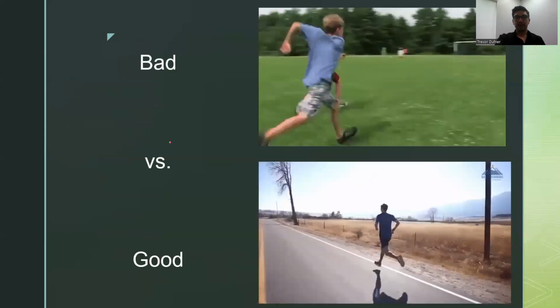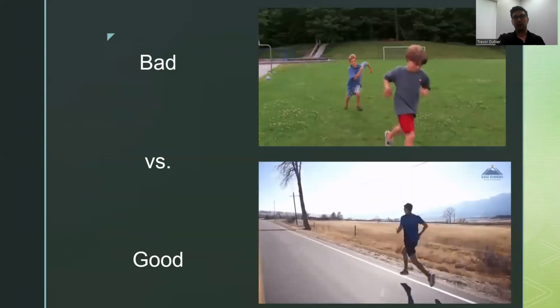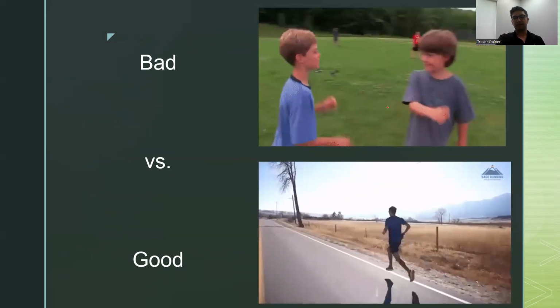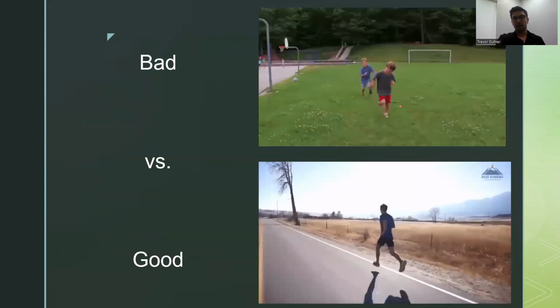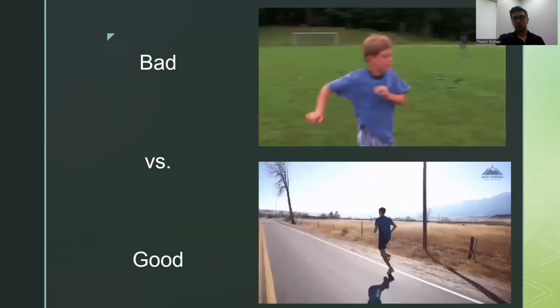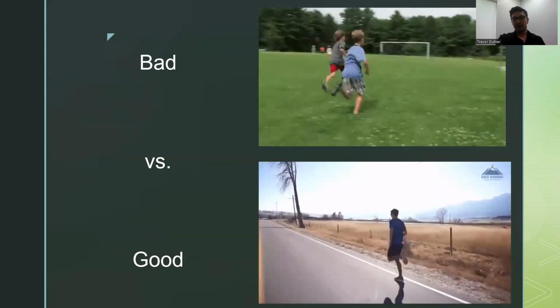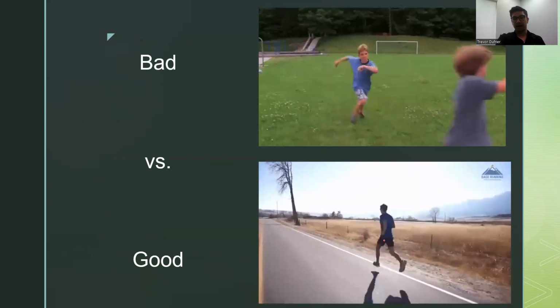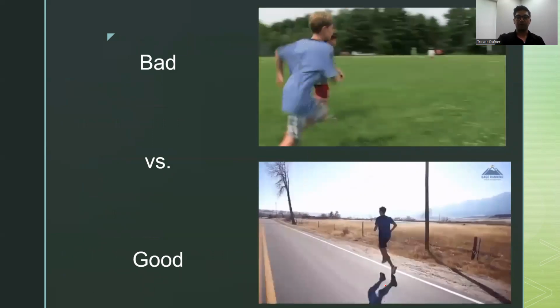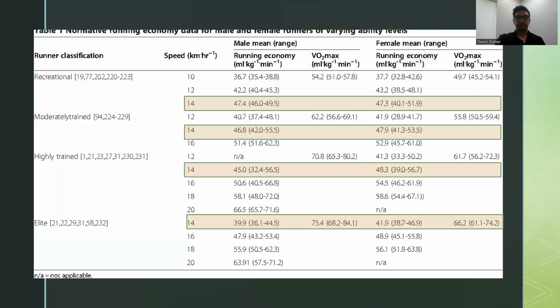So here's just an extreme example of bad form versus good form. Obviously, as a child, you generally don't have very good running form versus somebody who's aerobically trained. You can see his hips here are very, very quiet, barely moving up and down, making him more efficient as he tries to move forward.